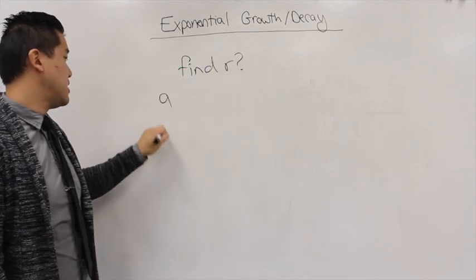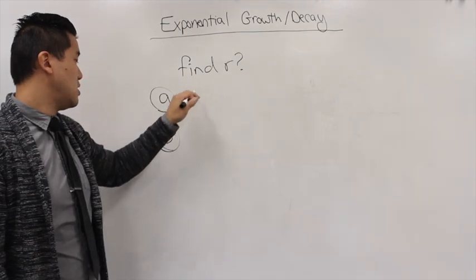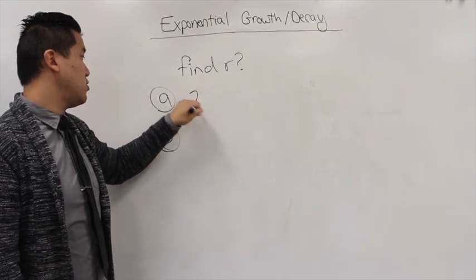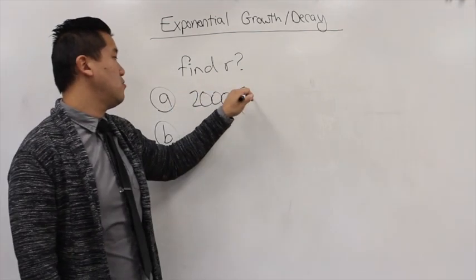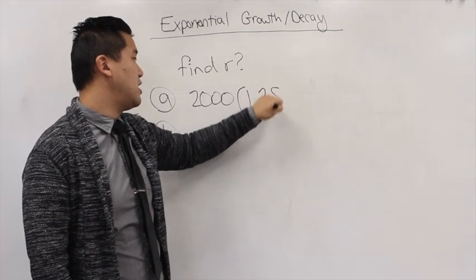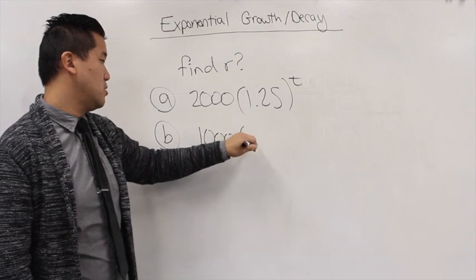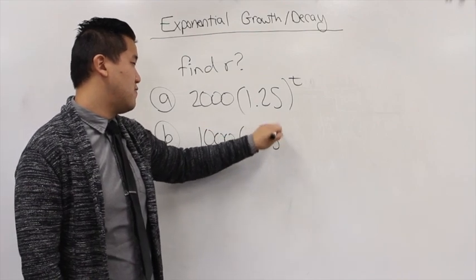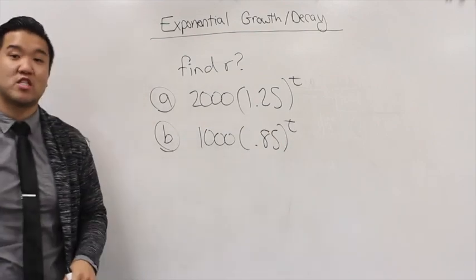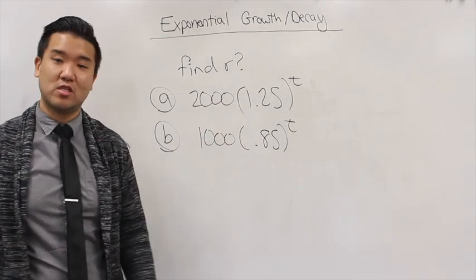So if you have these 2 examples, I give you 1.25, and then I give you 0.85. What's my R value in both these cases? What's the rate that we're using?